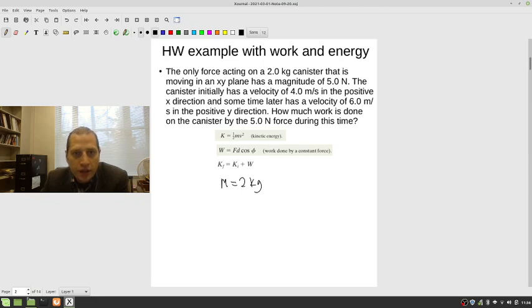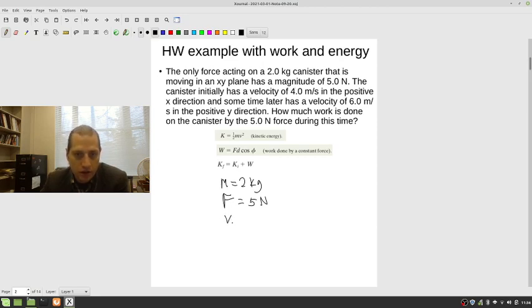That is moving in the XY plane, has a magnitude of 5 newtons. Okay, so I haven't been told a whole lot about this force. It could be in any direction. I don't know what direction. The canister initially has a velocity of 4 meters per second in the positive x direction.